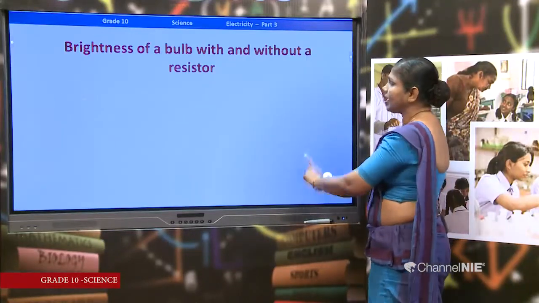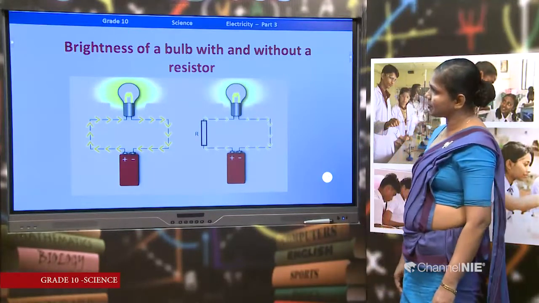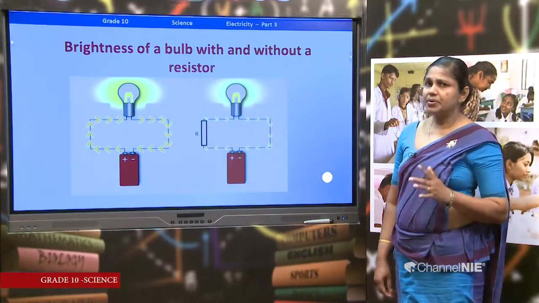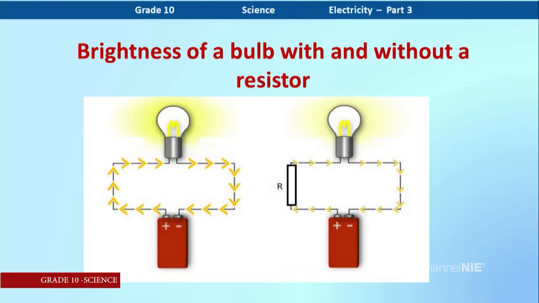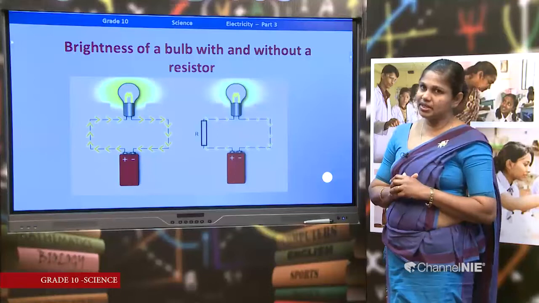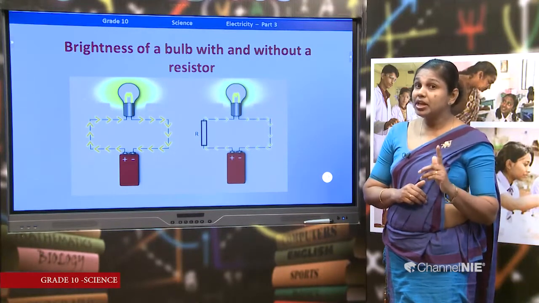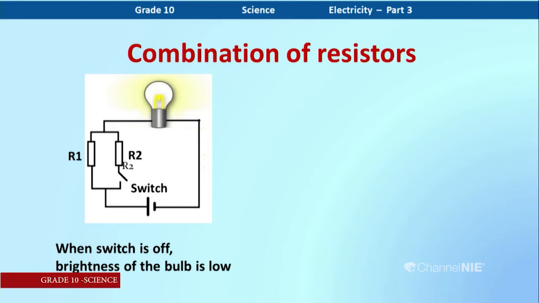First, look at these two circuits. I think this is familiar to you, children. This shows us the impact of resistance to a circuit. When there is a resistor connected, it provides a resistance and then current flow decreases in the circuit. Today we are going to learn how we combine resistors when we need to arrange our circuits according to the requirements.